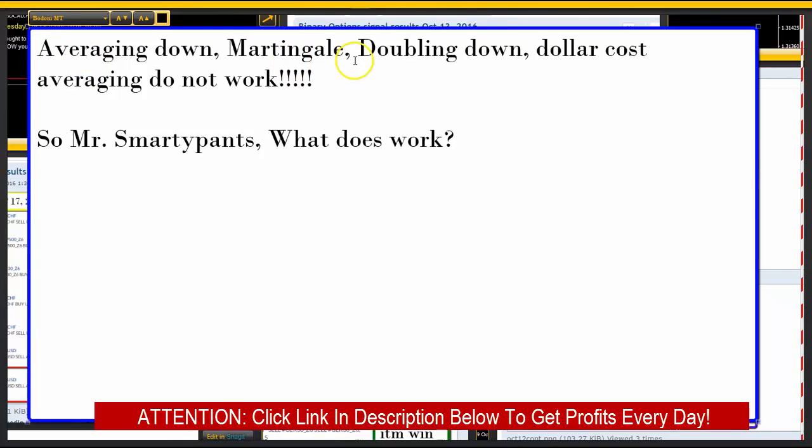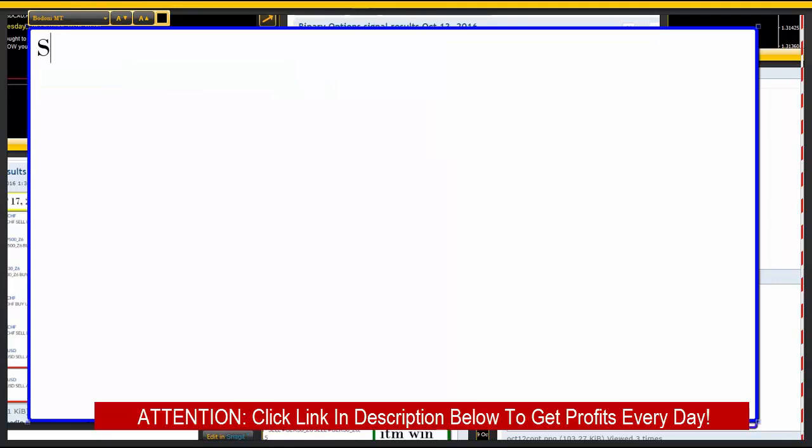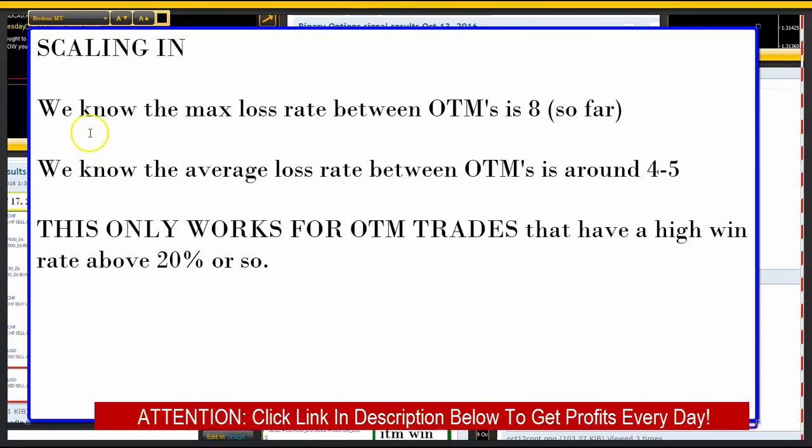Averaging down, martingale, doubling down, dollar cost averaging do not work. So, Mr. Smarty Pants, what does work? Okay, now let's get into what does work. Since you know what does not work and what not to do, we're gonna talk about scaling in. Okay, we know the max loss rate for these types of trades is about 8.